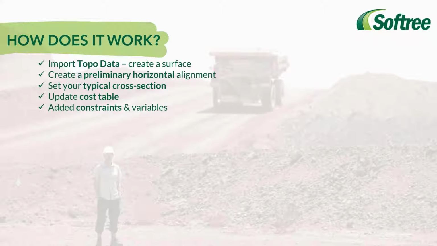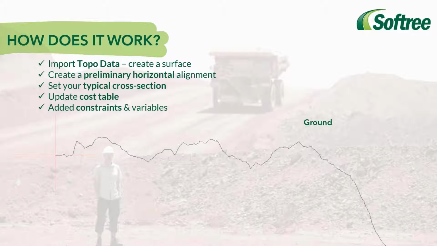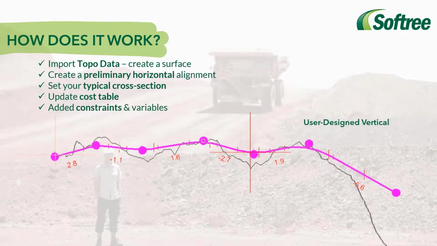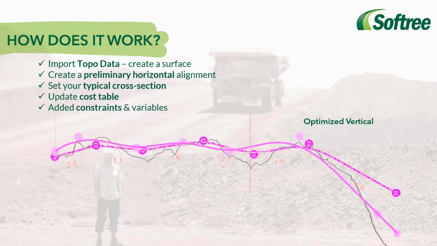So let's take a brief look at my very rudimentary example. We start with our topo surface. We've got our ground. There is a horizontal alignment, which we obviously can't see in profile. You could start with a vertical if you wanted, and I believe Matt is going to demonstrate both options, no vertical or a vertical. Running it through an optimization process is going to give you an optimized vertical profile that meets all of your design variables and constraints.